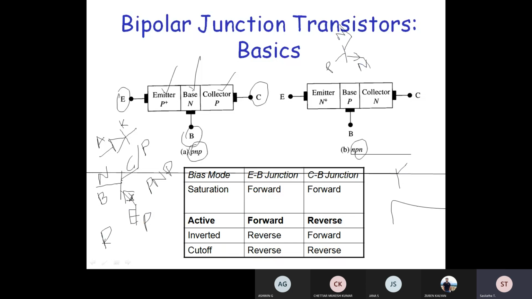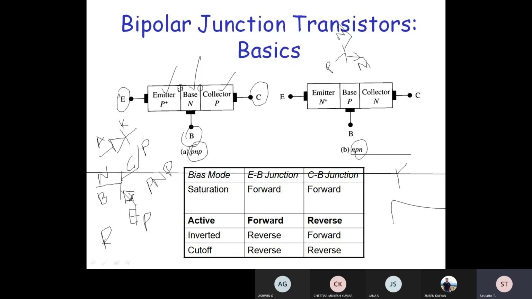Now, if you look at the structure of the transistor, it's a 3-terminal device. It has got 2 junctions. Bipolar junction transistor, from the name itself, we can say that it has got 2 junctions. One is the emitter base junction, and here the base collector junction is another junction.